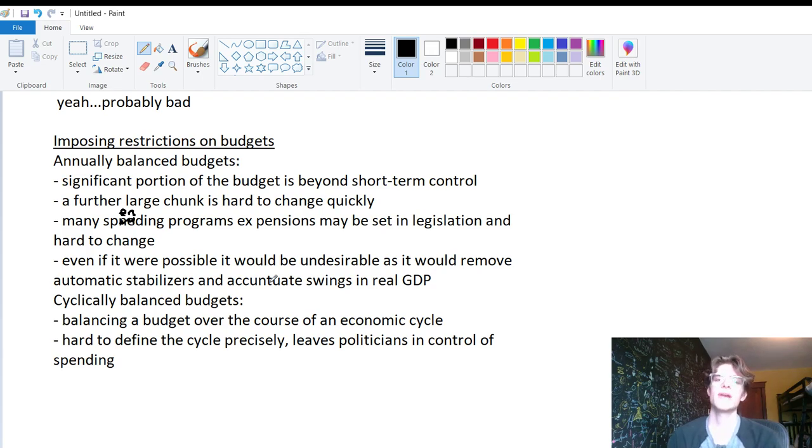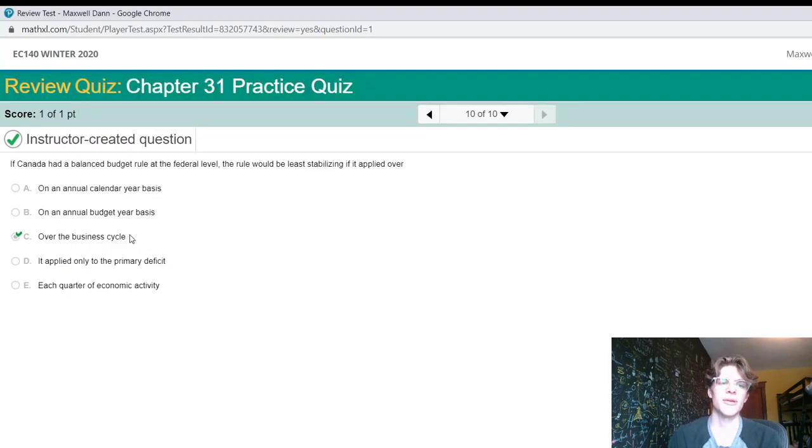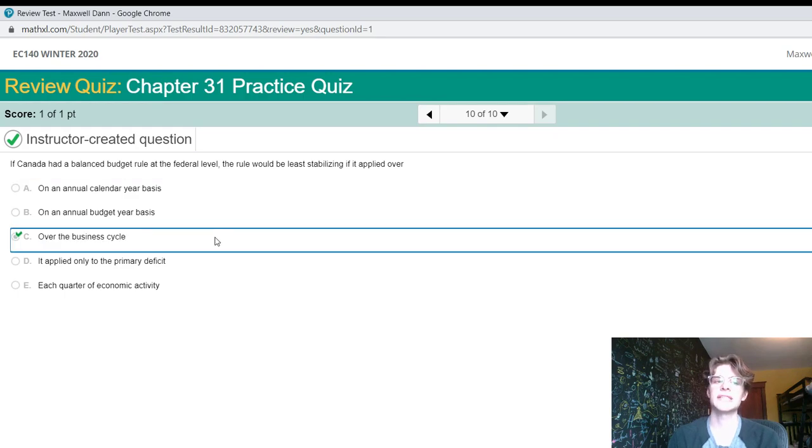So it kind of leaves it up to politicians. Politicians can be like, oh no, we're definitely having an inflationary gap this year, so I'm going to spend lots of money. Because it's such a theoretical concept, it can't really be put into legislation. You can't set that out as a law. So it's more of a guideline as opposed to legislation. And so balancing over the business cycle is said to be the least stabilizing because it leaves all that control to politicians.